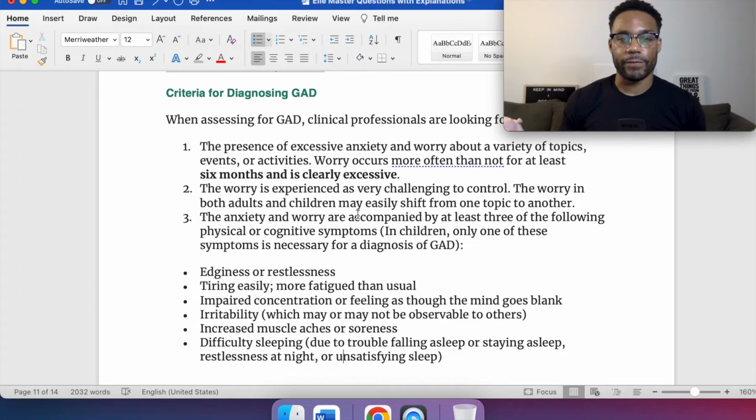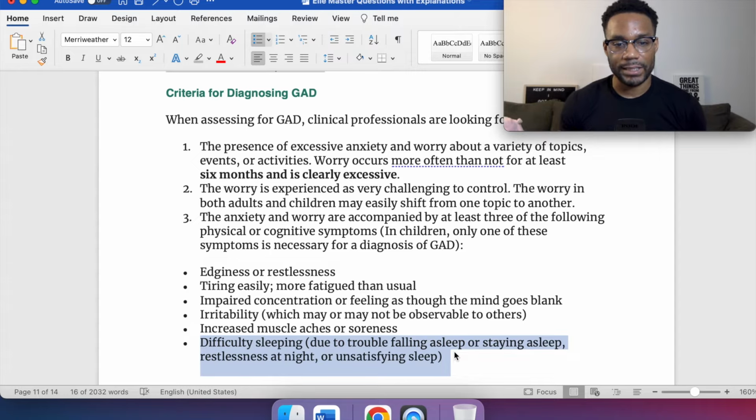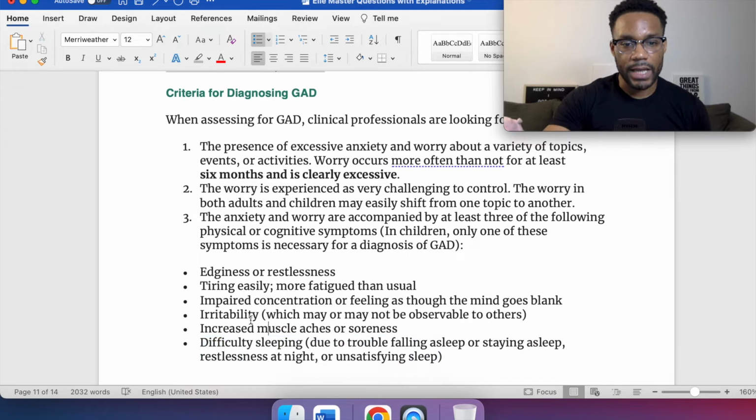again, remember the time frame of 6 months. Now, the exam is not necessarily always going to say, oh, it's been 6 months, so I know 100%. But we definitely want to pay attention to the time frame. With generalized anxiety disorder, they talk about interrupted sleep right here, difficulty sleeping due to trouble falling asleep or staying asleep, restlessness at night or unsatisfying sleep, increased muscle aches or soreness, irritability, impaired concentration or feeling as though the mind goes blank, tiring easily, more fatigue than usual, edginess or restlessness.